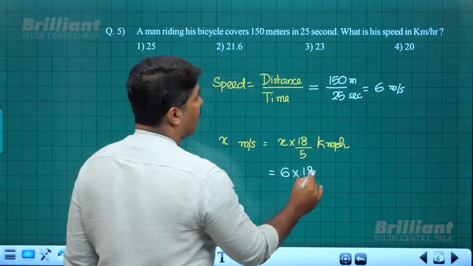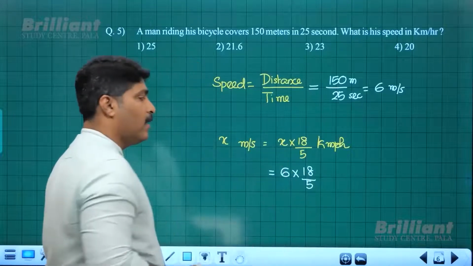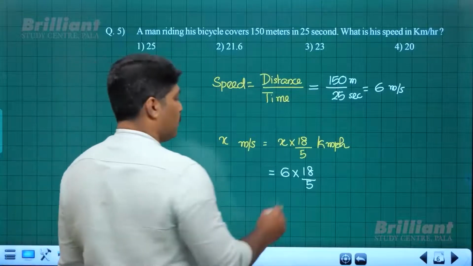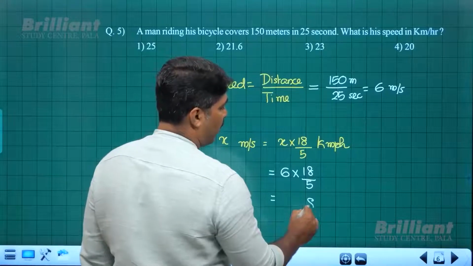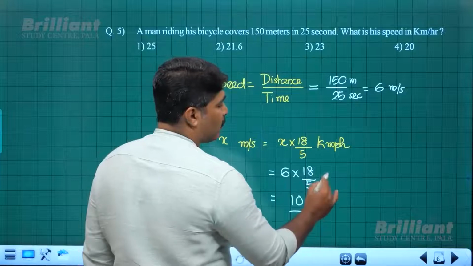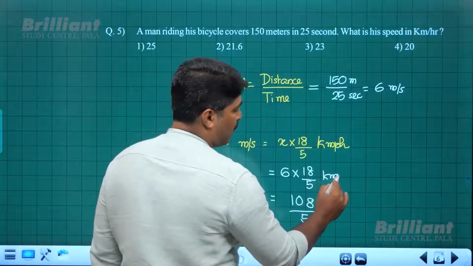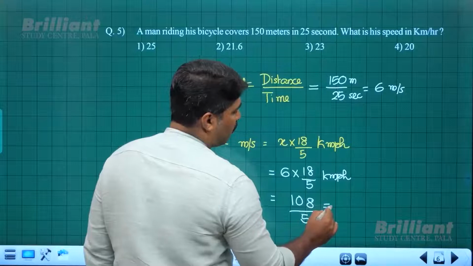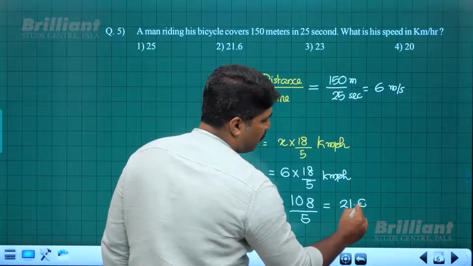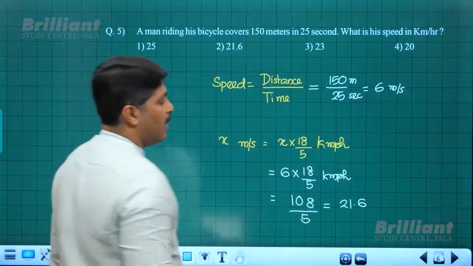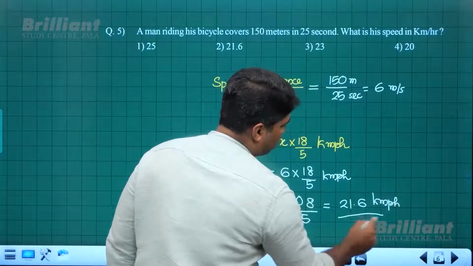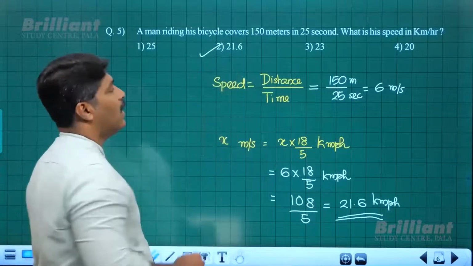6 into 18 by 5. So just simplify this one. What is 6 into 18? If you multiply this, that is 108 by 5. So this much kilometer per hour. Got it? So this 108 by 5, its simplified value is 21.6. So the answer is 21.6 kilometer per hour. So the answer is option 2.